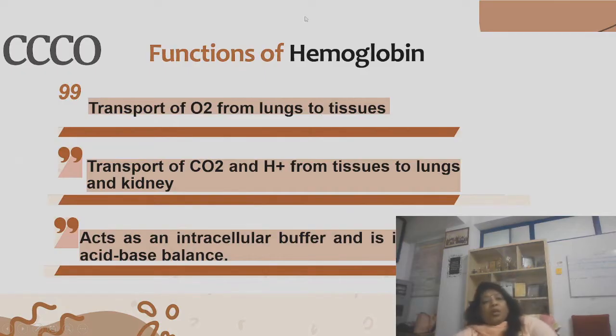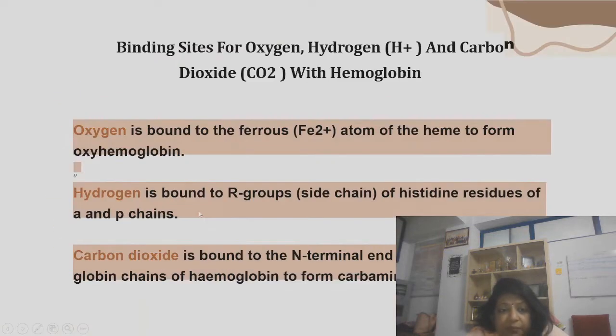First function of hemoglobin is the transport of oxygen from the lungs to tissue. मतलब ऑक्सीजन को lungs से टिश्यू को ले जाता है. Transport of CO2 and protons from the tissues to the lung and the kidney. Then it acts as an intracellular buffer and is involved in acid-base balance.